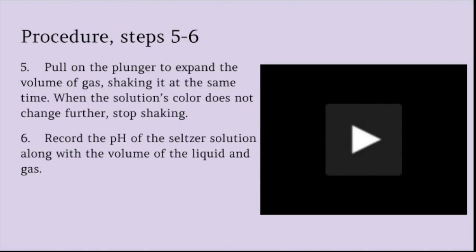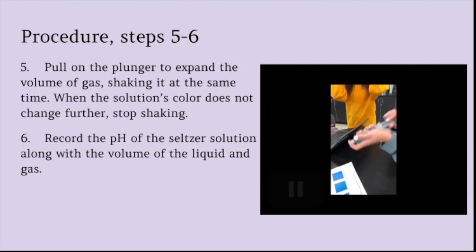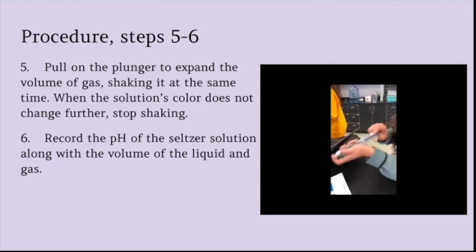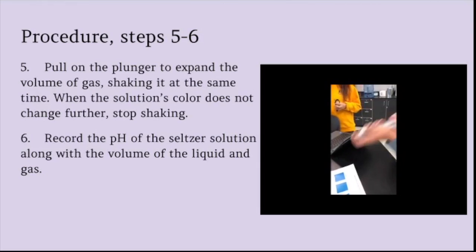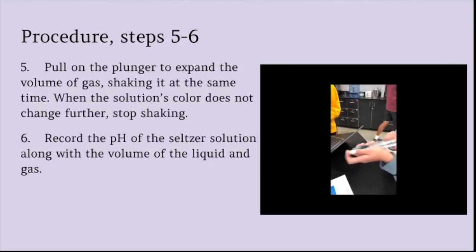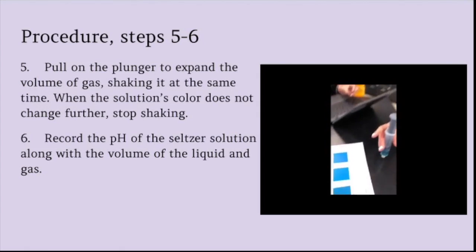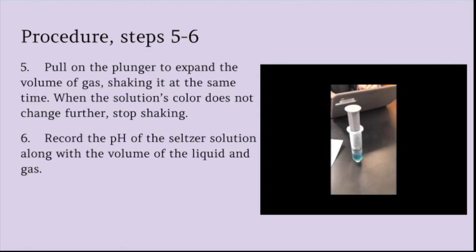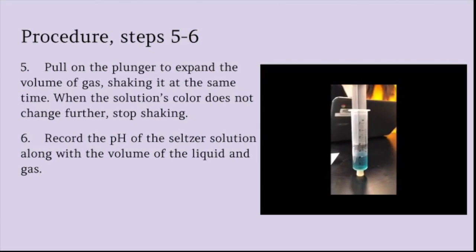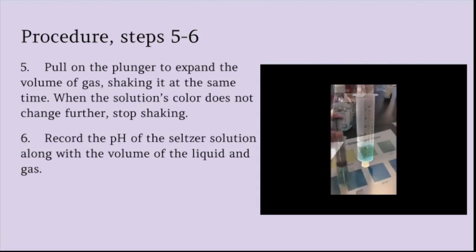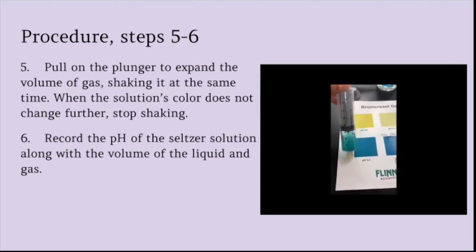Next, pull on the plunger to expand the volume of gas, shaking it at the same time. The solution will become bluer as it becomes less acidic. When the color stops changing, stop shaking and record the new volume of gas. Then, determine the pH of the solution by comparing it to the chart and record.